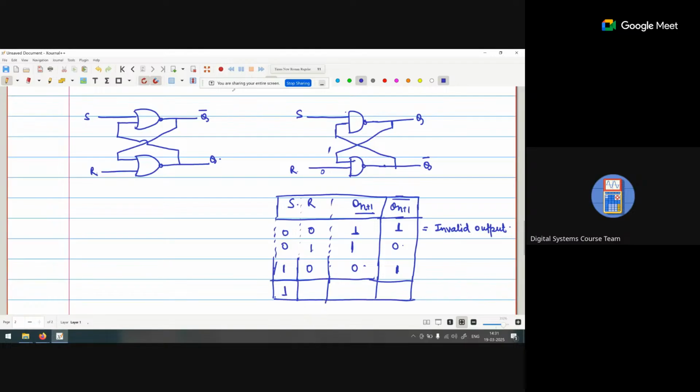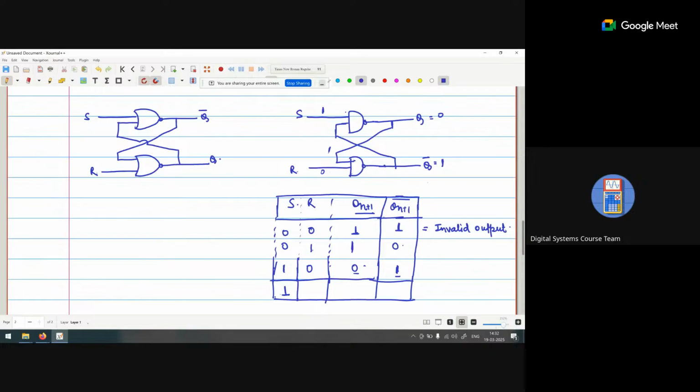So when S is 1, till now we are not getting the output of the previous state. We can't identify Q bar. So let's assume that the previous state is 0, Q is 0 and Q bar is 1. Consider the previous state, before applying this, what is the value of Q and Q bar? So I take this particular 0 and 1. When Q is 0 and Q bar is 1, now this 1 will be going in this way.